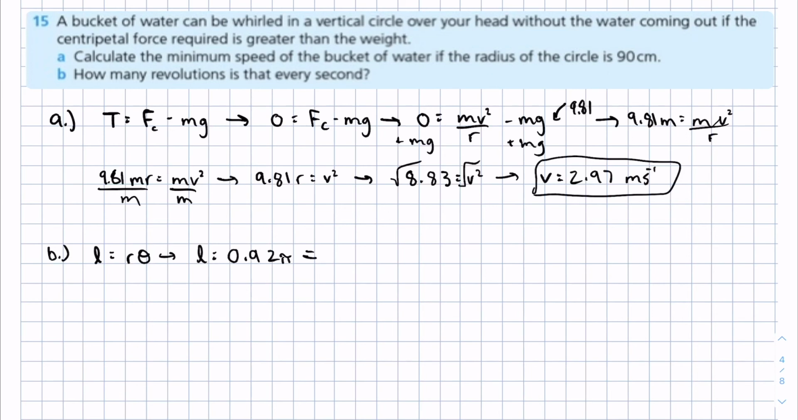0.9 times 2 pi equals 5.65. And then, since this is the distance it's going to be traveling in one revolution, we divide 2.97 by 5.65. 2.97 divided by 5.65, and we get 2.97 over 5.65, which equals 0.53 revolutions per second.